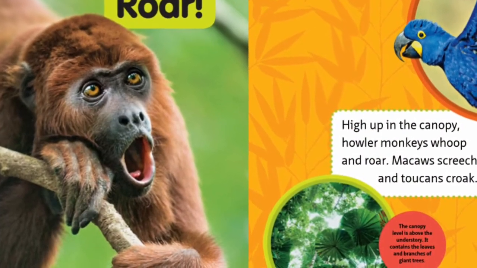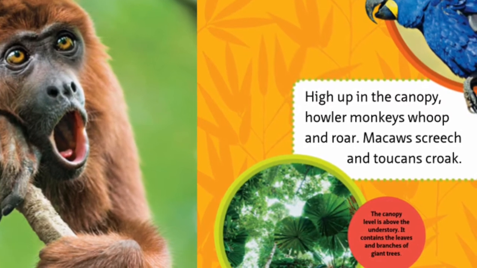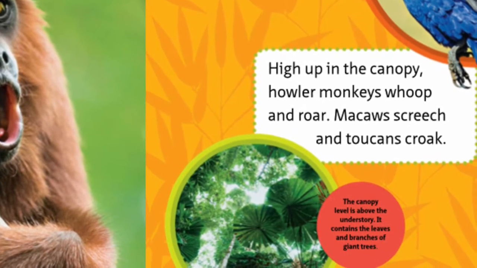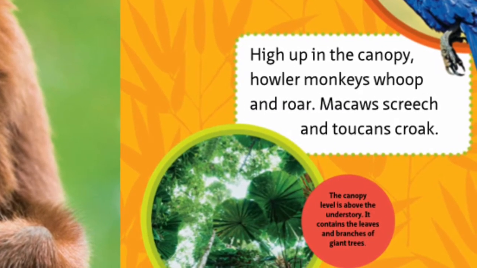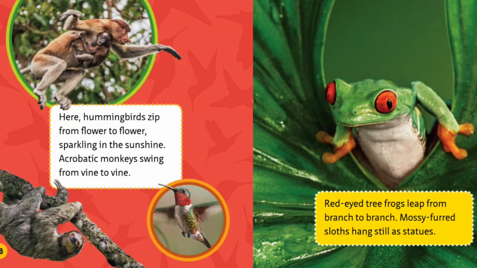Roar! High up in the canopy, howler monkeys whoop and roar. Macaws screech and toucans croak. The canopy level is above the understory. It contains the leaves and branches of giant trees. Here, hummingbirds zip from flower to flower, sparkling in the sunshine. Acrobatic monkeys swing from vine to vine. Red-eyed tree frogs leap from branch to branch. Mossy-furred sloths hang still as statues.